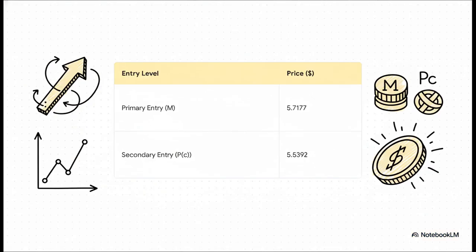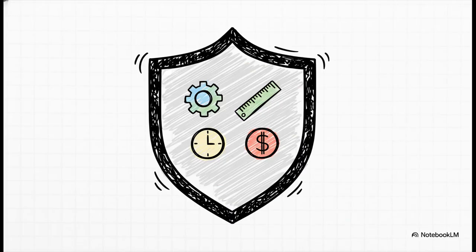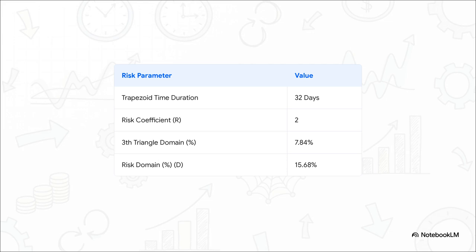So the protocol lays out two potential entry levels here. The primary entry is at what's called level M, and that's priced at 5.7177. There's also an optional secondary entry defined at PC, which is set at 5.5392. Now, to manage risk, this framework is defined by several key parameters that were established right from the get-go. These defined parameters include a trapezoid time duration of 32 days. There's a risk coefficient of 2, and a total risk domain that's been calculated at 15.68%.